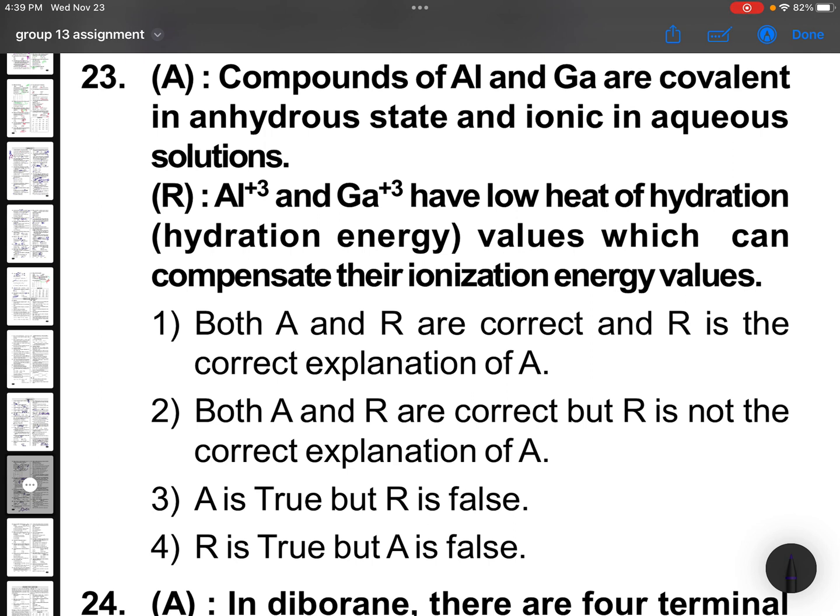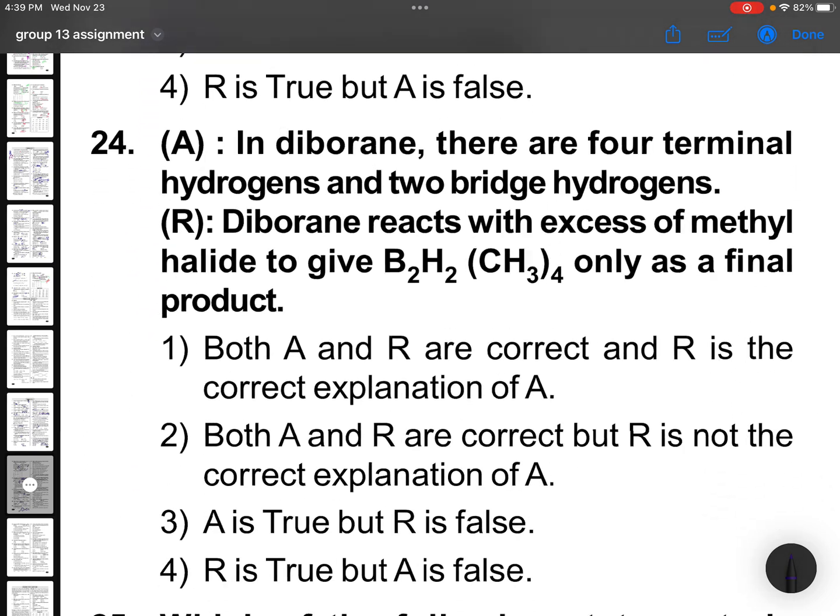23rd question. Compounds of aluminum and gallium are covalent in anhydrous state and ionic in aqueous solutions. Aluminum plus 3 and gallium plus 3 have low heat of hydration values which can compensate their ionization energy values. When low heat of hydration is there, how can it compensate? Okay, now there is no meaning in this one. A is true, but R is false.